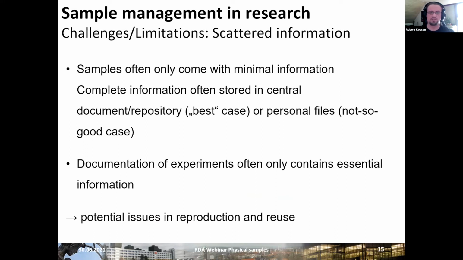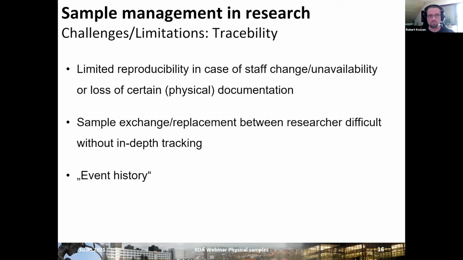And this scattered information also extends to the documentation of experiments themselves, as oftentimes while performing an experiment, a researcher will simply not have the time to write down all the information in an extensive format. So they will use abbreviations, they will use certain stock numbers or similar information that allow them to store all the necessary information in the notebook, but not the complete one. And of course, these factors have potential issues and implications for the reproduction and reuse of these experiments or the samples used therein.